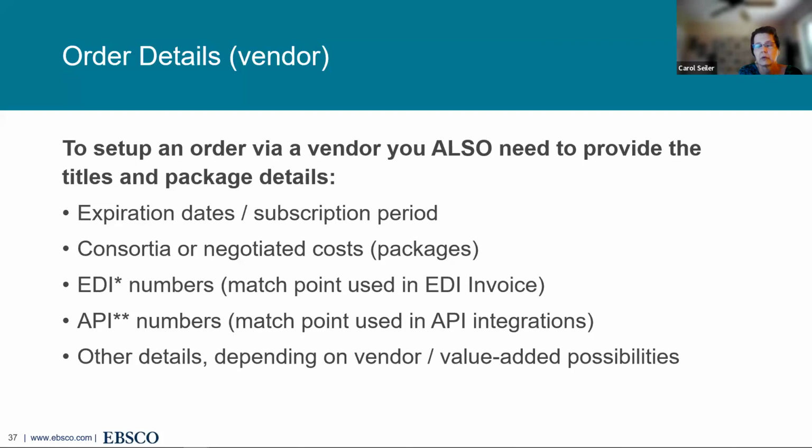Have you negotiated a rate with a consortium or with a publisher? You need to let the vendor know. EDI and API numbers, we'll talk about those in a minute. And there may be other details the vendor needs to know depending on the value added possibilities.